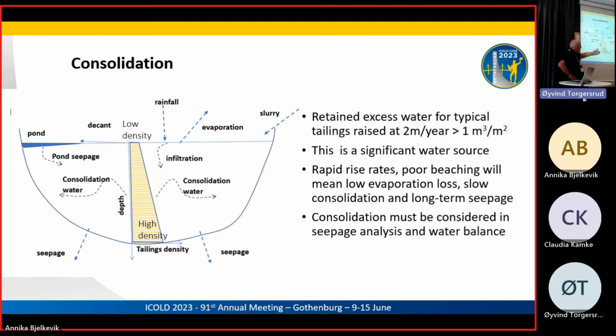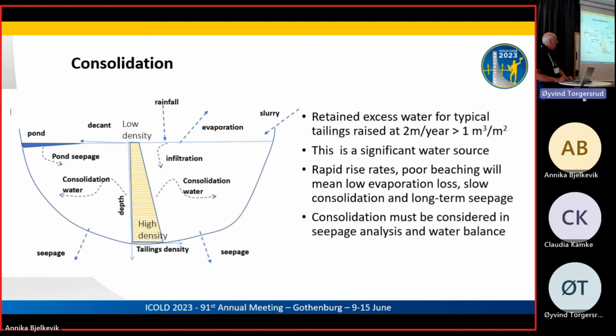And this is meant to be demonstrating how the density of the tailings is loose, pretty low at the top, and then down deeper in the dam, it's going to be higher density because of consolidation. And to get to that high density, we need to have the water coming out. And so that's got to be allowed for in seepage analysis. And it can be quite a significant amount.